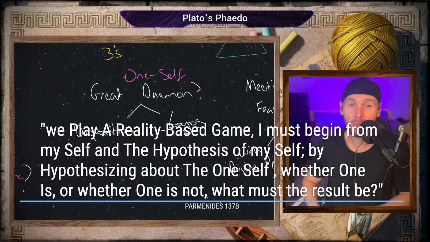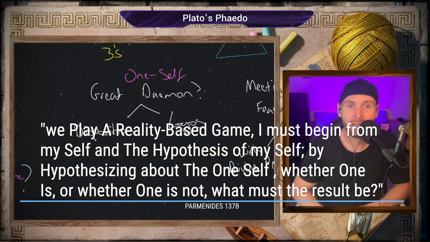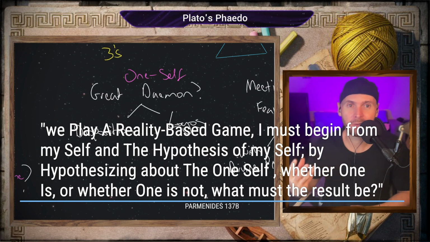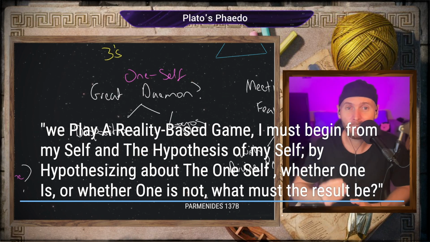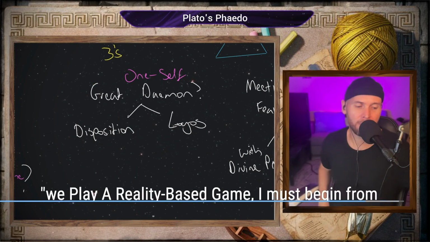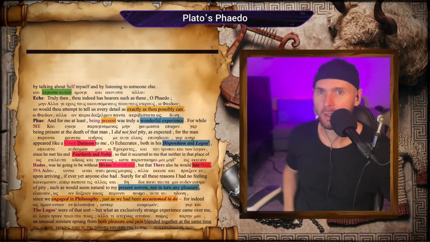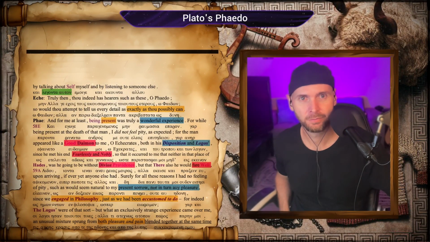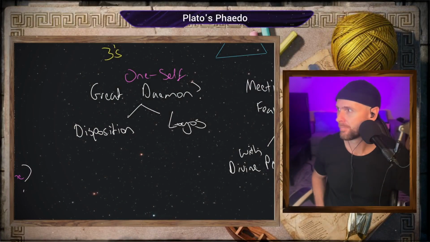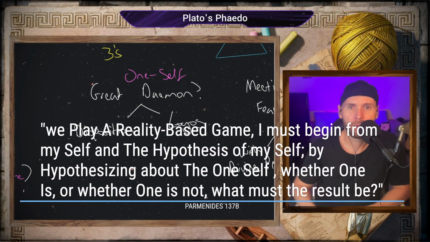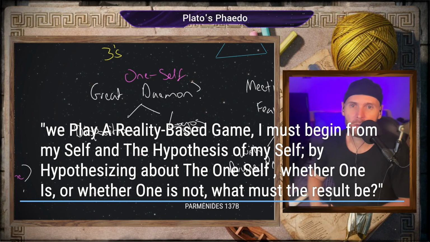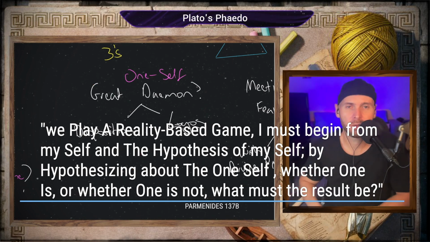We play a reality-based game, and I must begin from myself and my hypothesis of myself. He's made it his. He's speaking from himself. It's present with him, and it's of himself. That's what he's spending his time talking about. What? Talking about the self. Just like what Phaedo is saying he does. Oh, I want to spend my time talking about self, and hypothesizing about the oneself. And also whether one is or if it's not. Throw those in there as well. Why not?